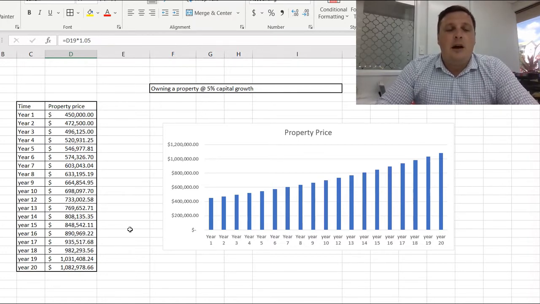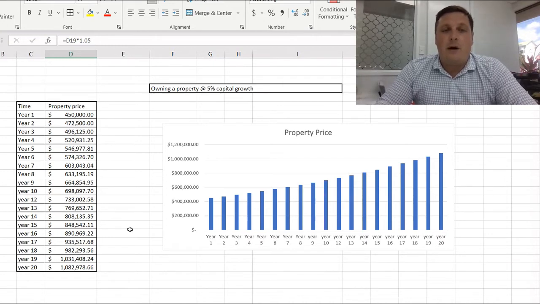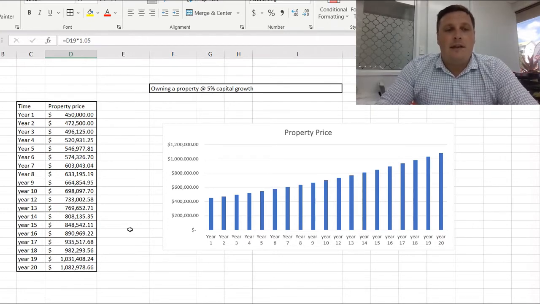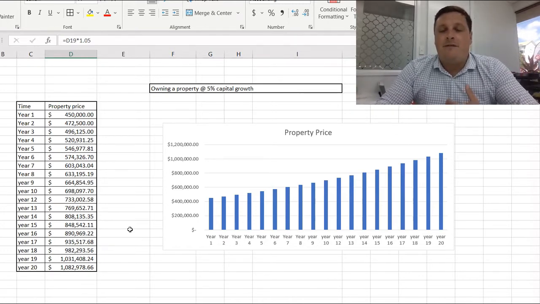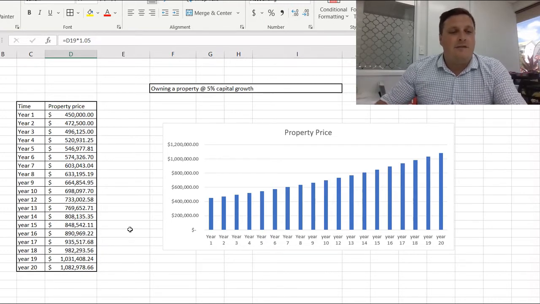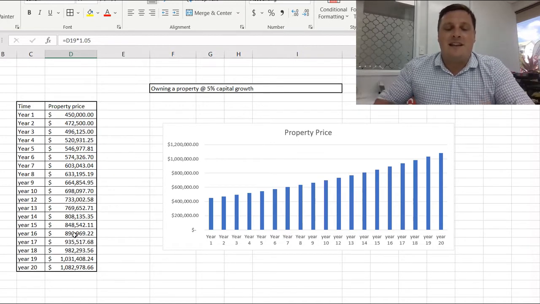So for this example, we've picked up a property worth 450,000, and we're looking at what that looks like at 5% growth. So in the first year, you're going to make 22,000 off your property if it goes up by 5%. Now, provided that 5% stays steady year on year, within essentially the first 15 to 16 years, your property price is going to double.